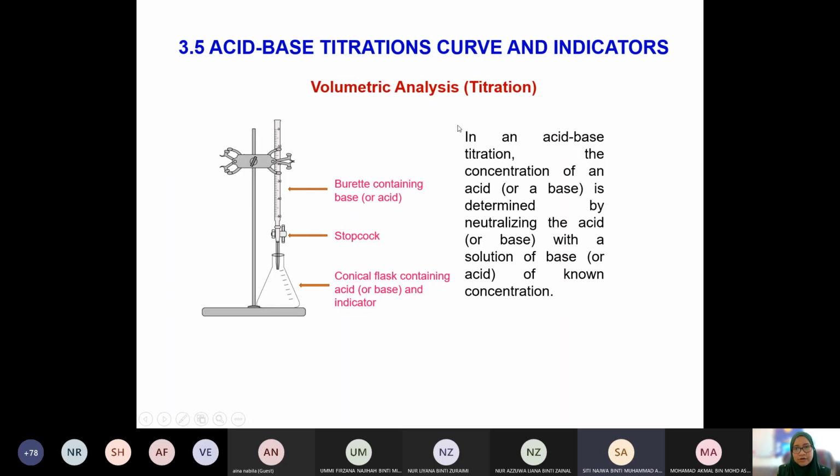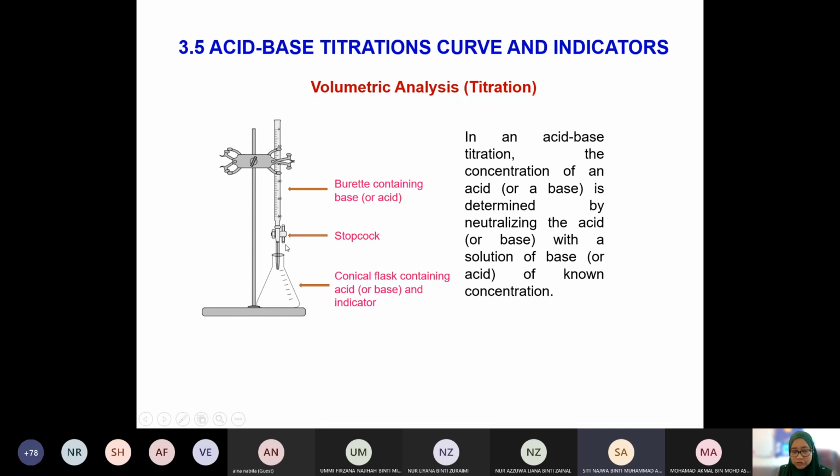Like I said, this is how the titration setup looks. You have a retort stand, you have a burette, and then you have a conical flask. In the burette, you may place the base or the acid. If you place the base in the burette, that means you should be placing the acid in the conical flask, and vice versa. If you place the acid in the burette, that means down here you should be putting the base. It cannot be acid on top and acid at the bottom. One must be different from the other.